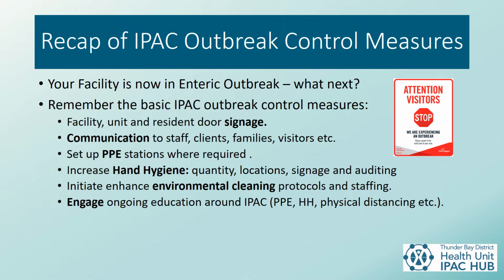As a recap of IPAC outbreak control measures, we're going to pause here and review. Your facility is now in outbreak. What is next? It is important to remember the basic IPAC outbreak control measures, which include facility, unit, and resident door signage, communication to staff, clients, families, and visitors, set up PPE stations where required, increase hand hygiene quantity, locations, signage, and auditing, initiate enhanced environmental cleaning protocols and staffing, and engage your staff with ongoing education around IPAC, including PPE, hand hygiene, physical distancing, etc.